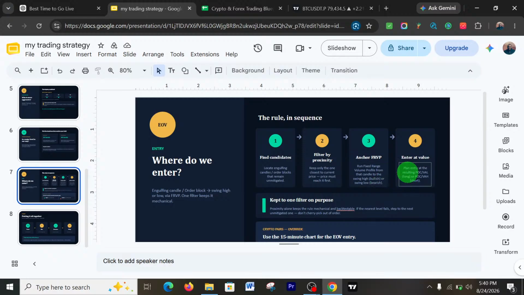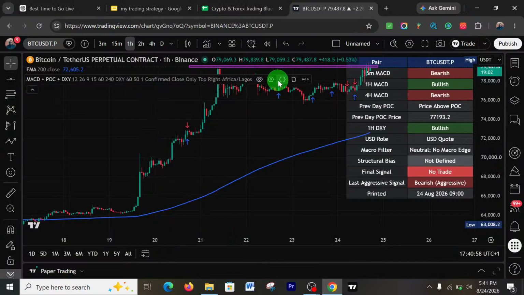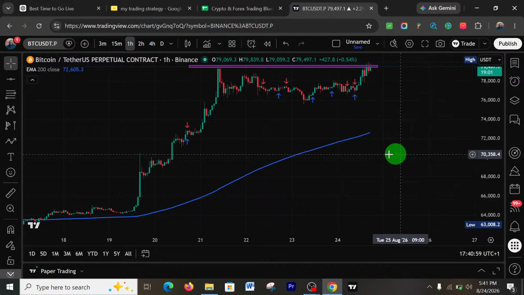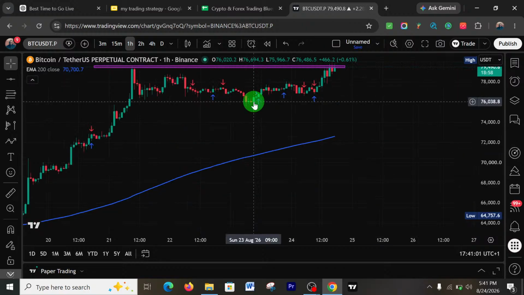Then it says plan entry at the resulting POC or VAL for long, or POC and VAH for short. So that was exactly what we did here. We entered at POC, but the truth was the leverage is too much, which is 10x, meaning the space for us to actually get it wrong was kind of too small.